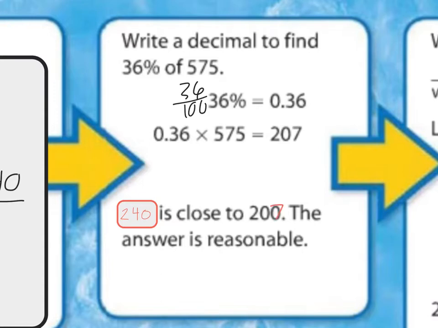So 240 is close to 207, so the answer is reasonable. This was my estimate answer. Just a reminder of how we should write that. It would look like that. So you might notice that this is slightly more work than just estimating, and that's okay, because we have done decimal multiplication before, and that's exactly all that this is. It's just decimal multiplication.